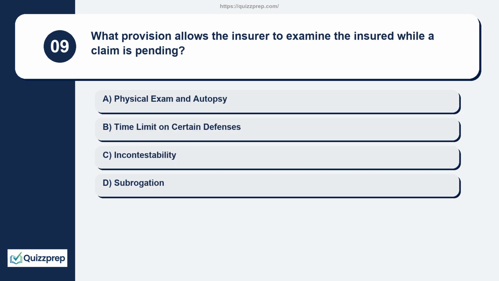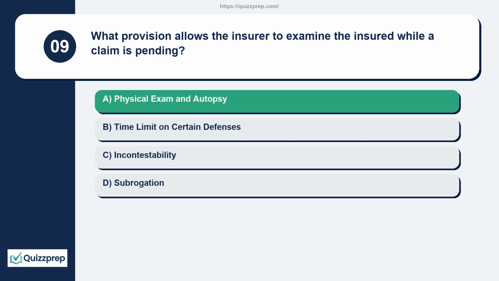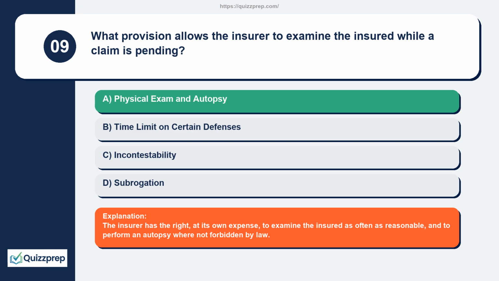Question 9. What provision allows the insurer to examine the insured while a claim is pending? Physical exam and autopsy. Time limit on certain defenses. Incontestability. Subrogation. The insurer has the right, at its own expense, to examine the insured as often as reasonable, and to perform an autopsy where not forbidden by law.